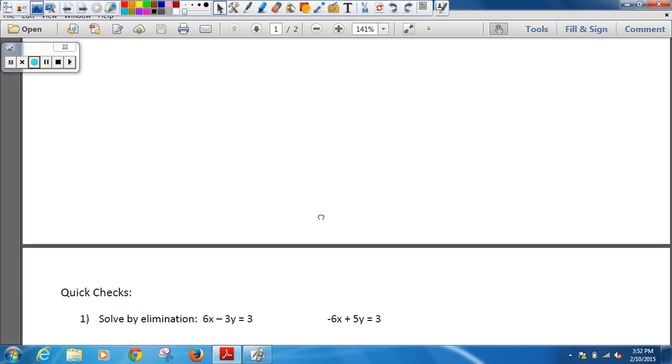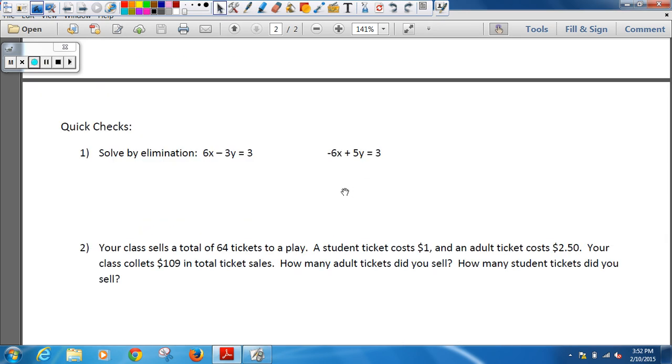If you turn your page over, you have your quick checks, and then look at your schedule to find your assignment.